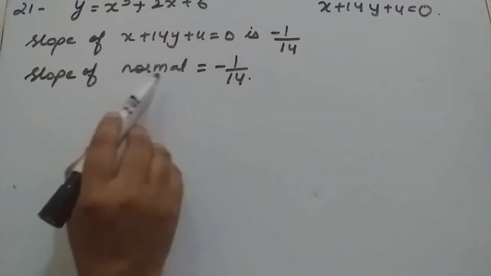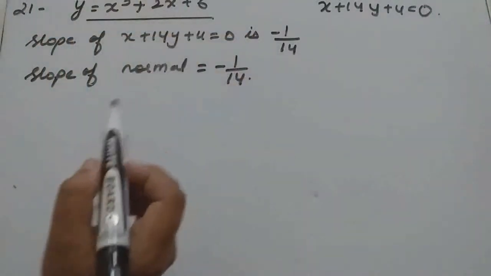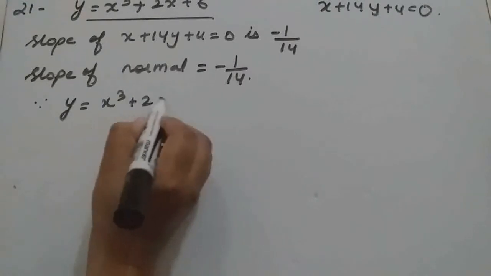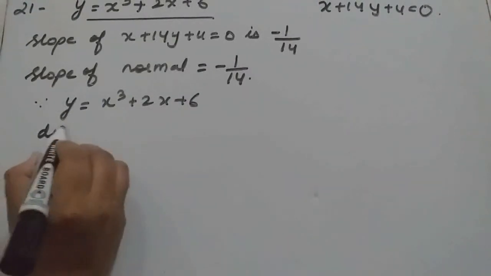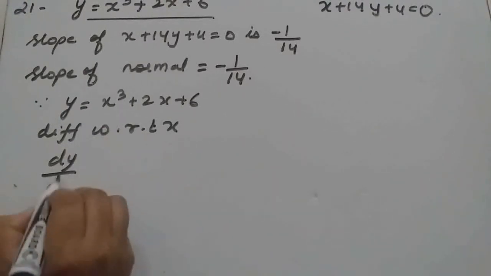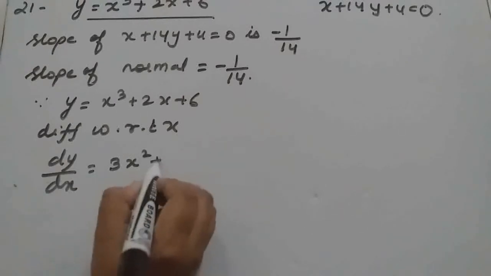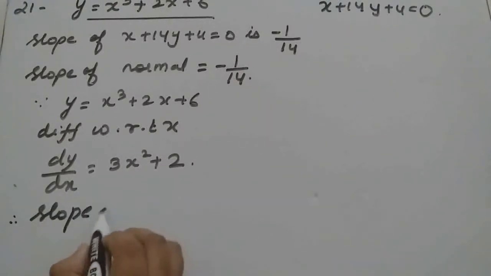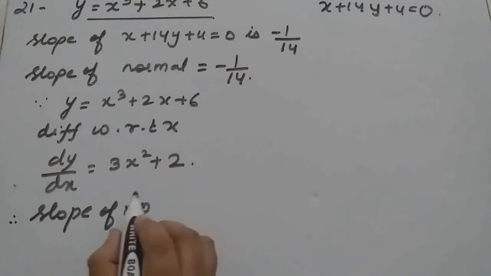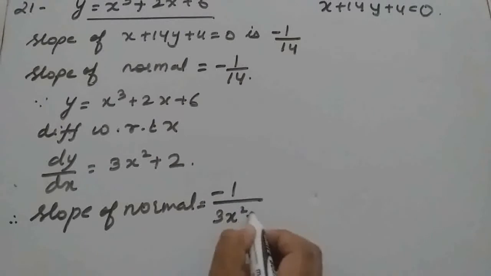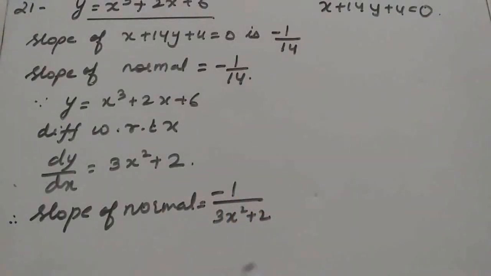Now the slope of normal we will also find from the curve. Since y is x cube plus 2x plus 6, differentiate with respect to x. So dy by dx will be 3x square plus 2. So this is the slope of tangent. So slope of normal will be what? Minus 1 by 3x square plus 2, isn't it? Take reciprocal and change the sign.